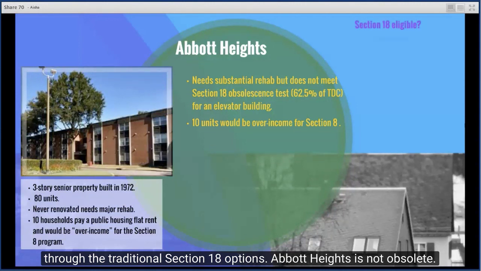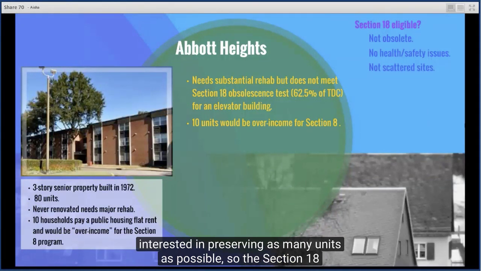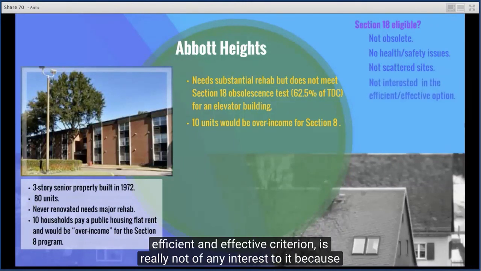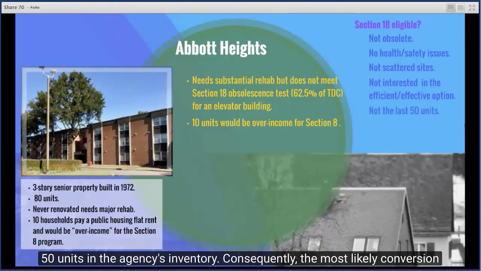Abbott Heights is not obsolete. There are no urgent health and safety issues. It's not scattered sites. MHA is interested in preserving as many units as possible, so the Section 18 efficient and effective criterion is really not of any interest to it because HUD would only provide 25% replacement vouchers, and it's also not the last 50 units in the agency's inventory.